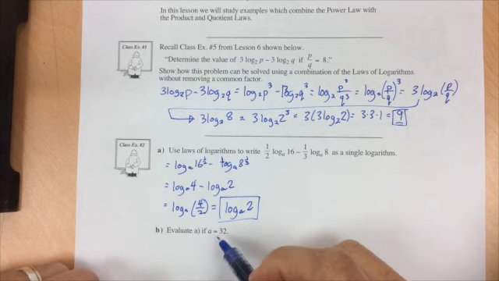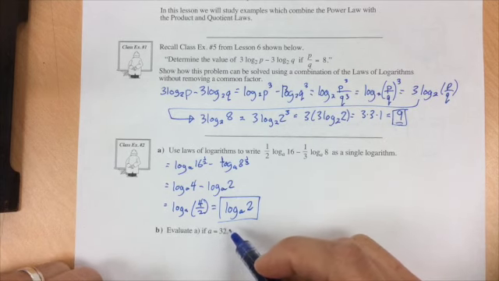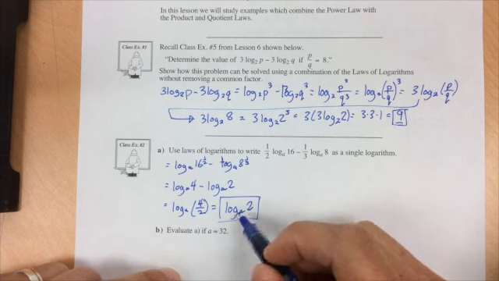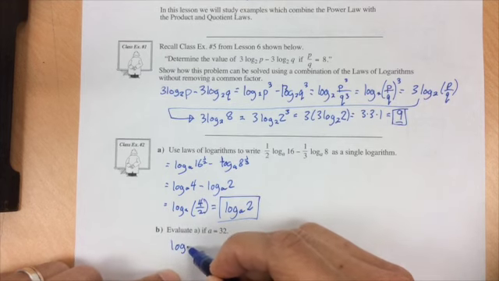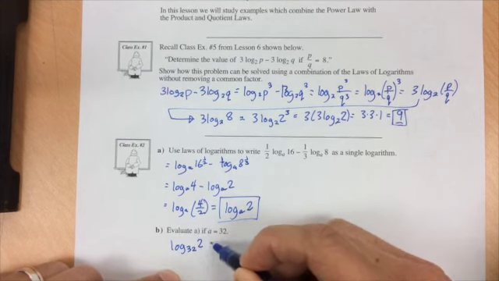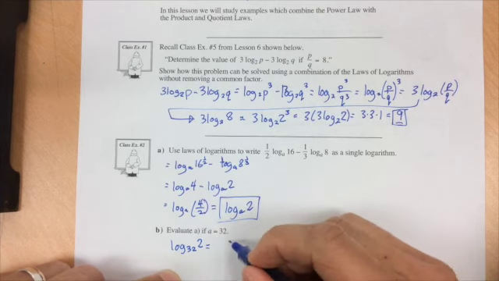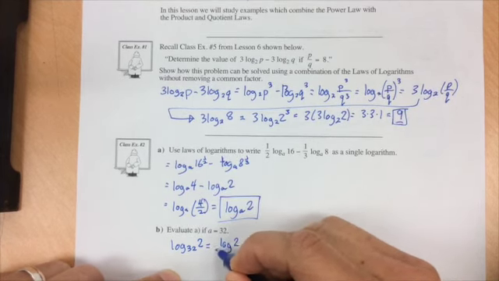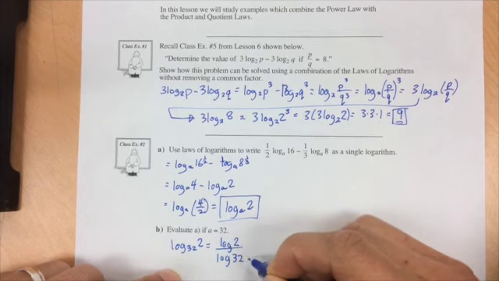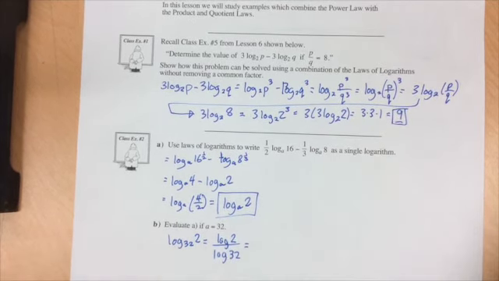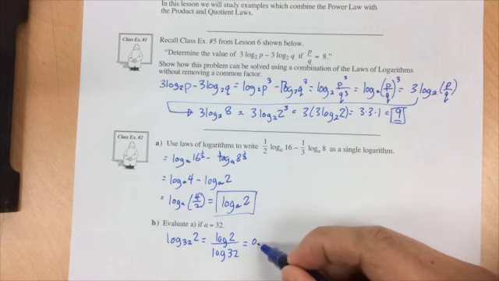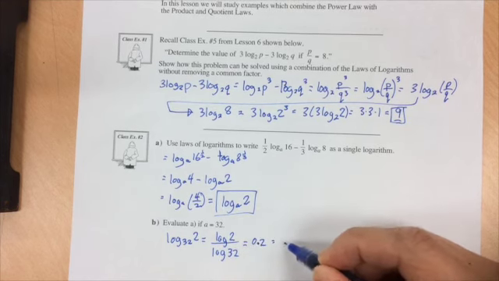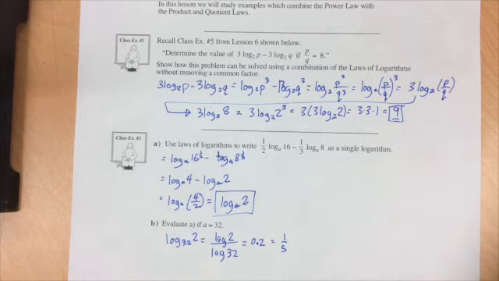Now, if a is equal to 32, what we want to do is evaluate this expression. So if I have log 32 of 2, remember we can rewrite this as log 2 divided by log 32. And now it's just a matter of inputting into our calculator. Log 2 divided by log 32. And the answer we get is 0.2, or same thing, 1/5.